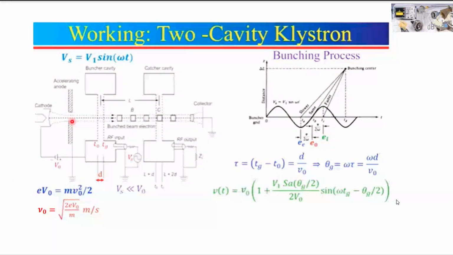Here you can see V0, the voltage from where you are injecting the electrons. The drift space is from the buncher cavity to the catcher cavity, and is represented by L. These are the bunched electrons moving from the buncher cavity. You can see the electron bunches are formed once they leave the buncher cavity. So it is coming out, and from here it is taken out, and the remaining is taken by the collector.